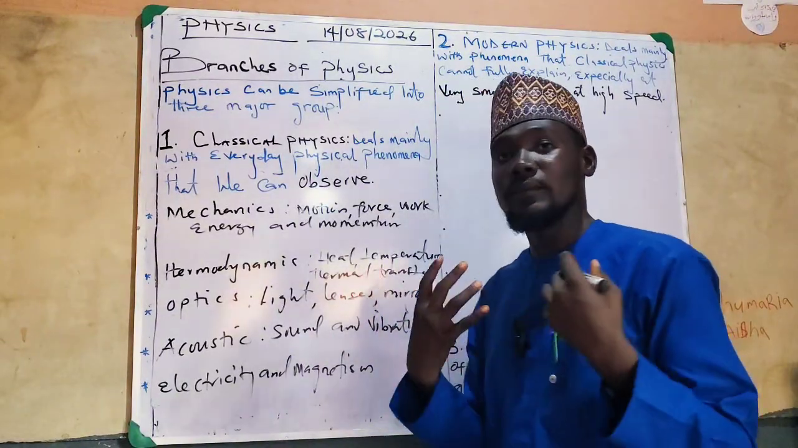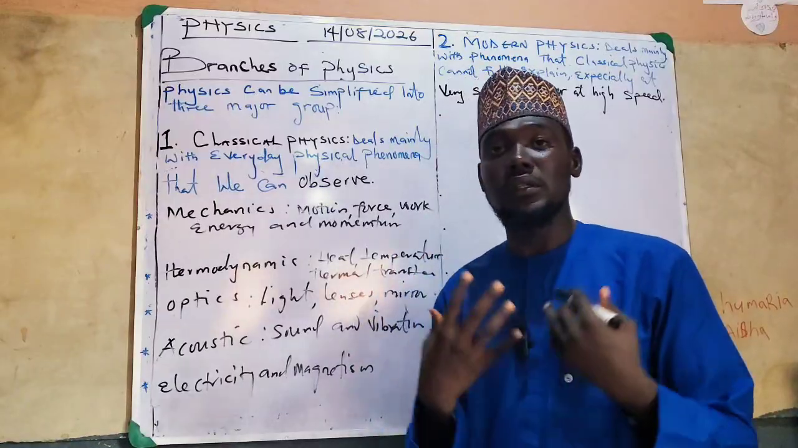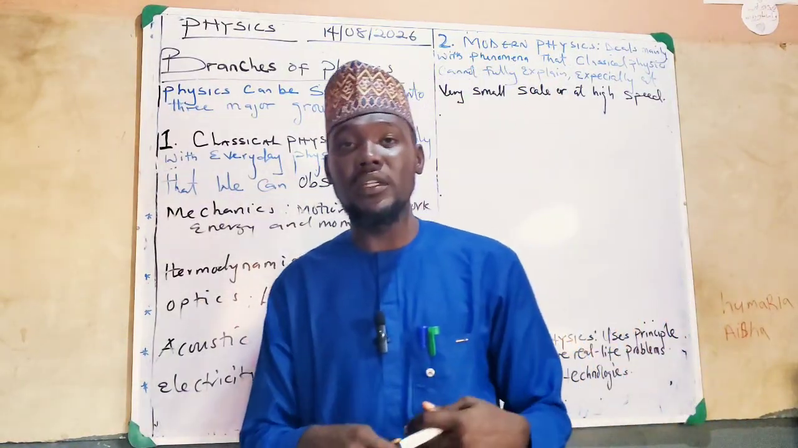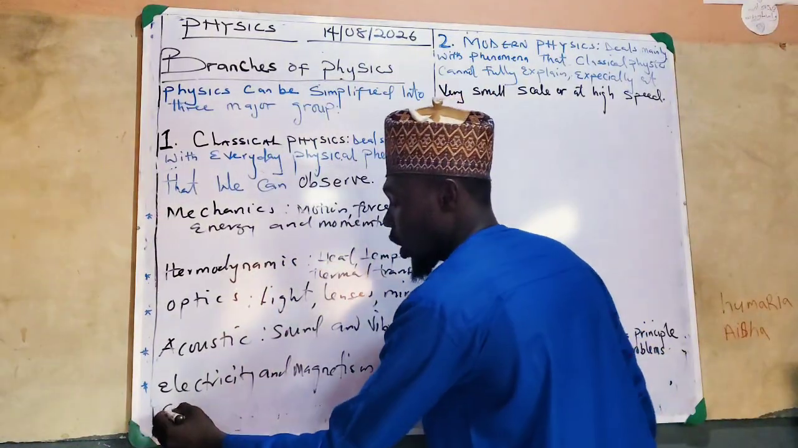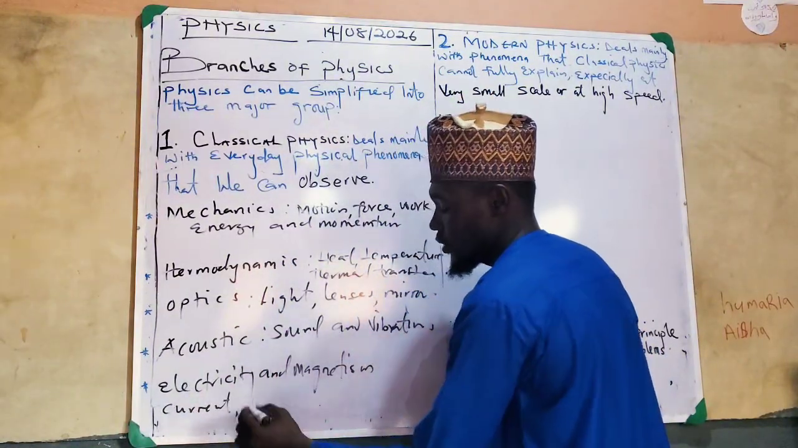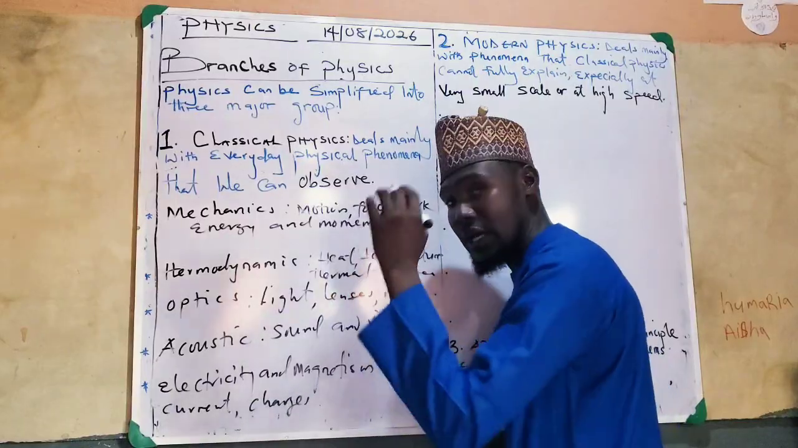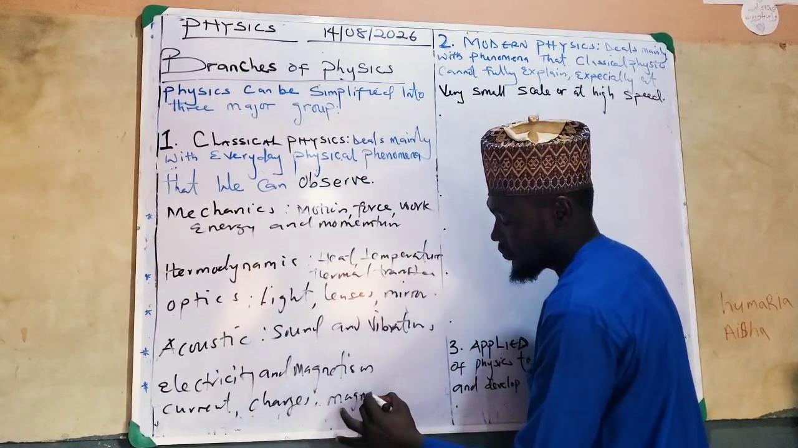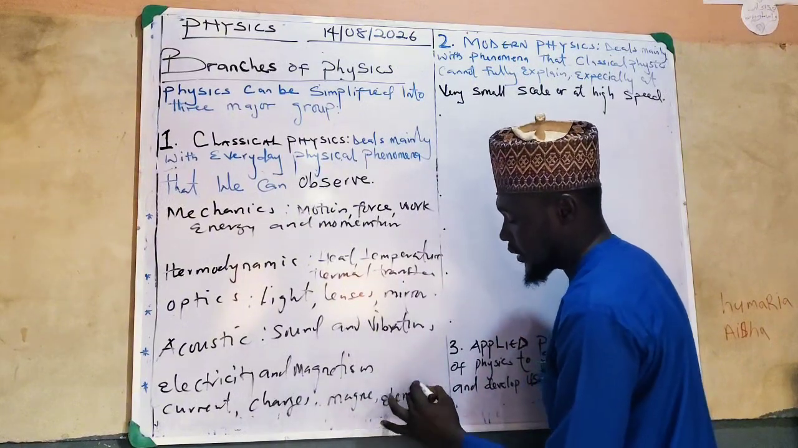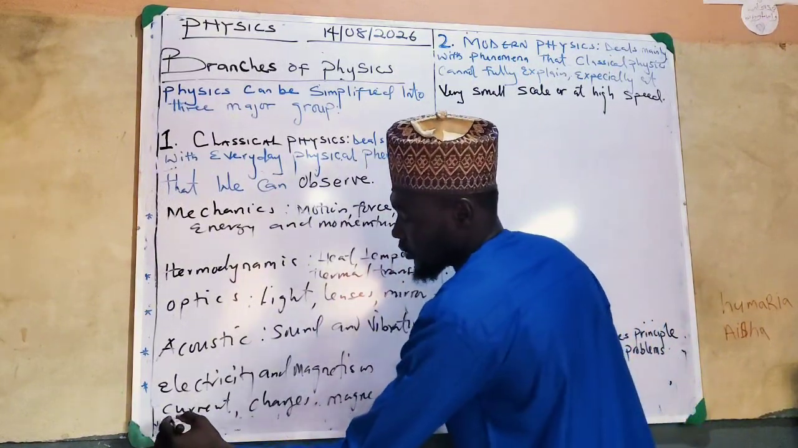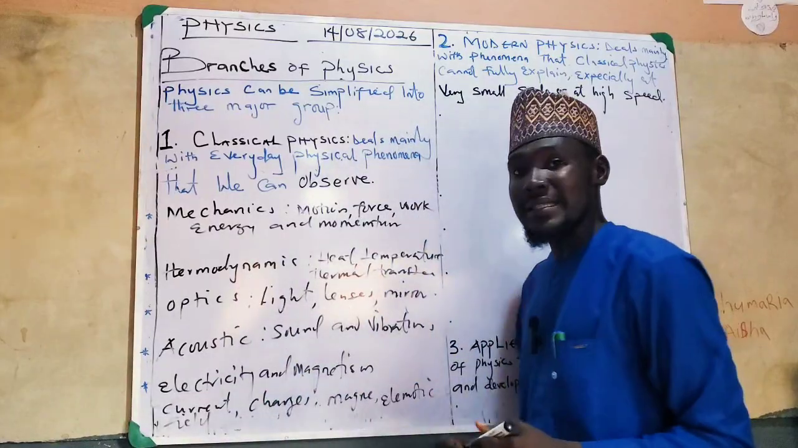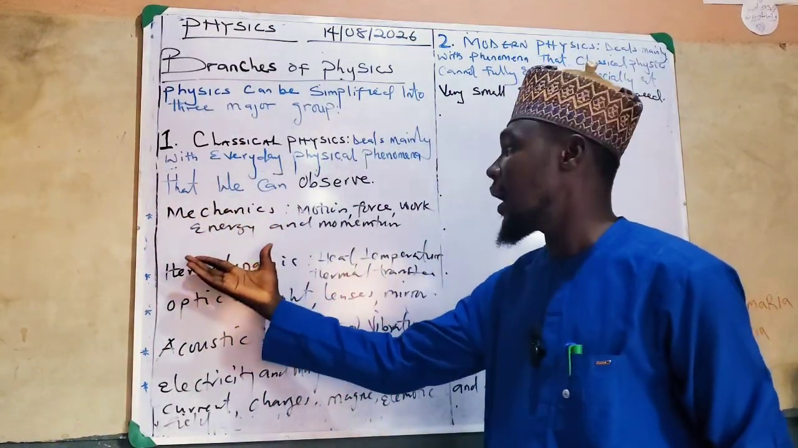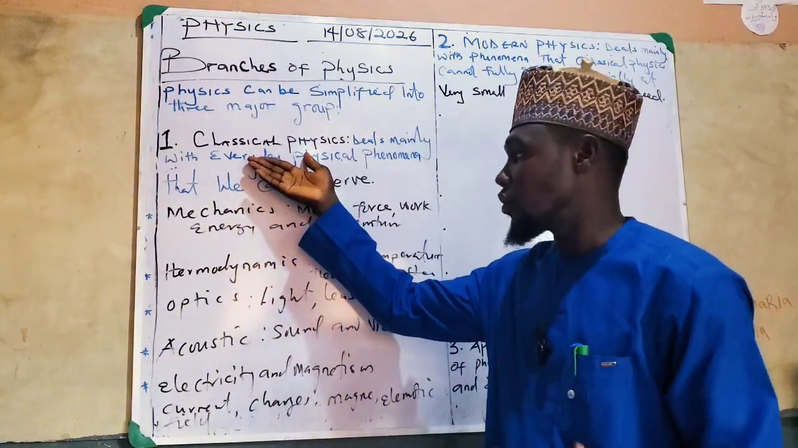And electricity and magnetism is another branch of physics under the classical aspect of physics, which studies currents, charges, circuits, magnets, and electromagnetic fields. So these are some of the branches of physics under the classical aspect of physics.